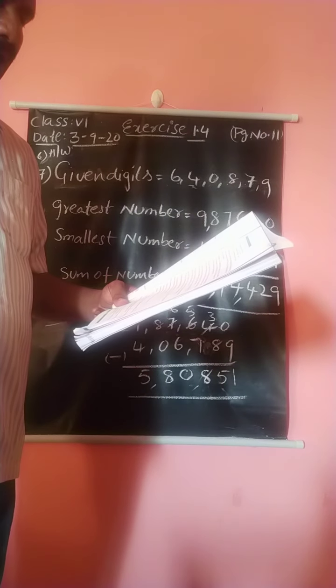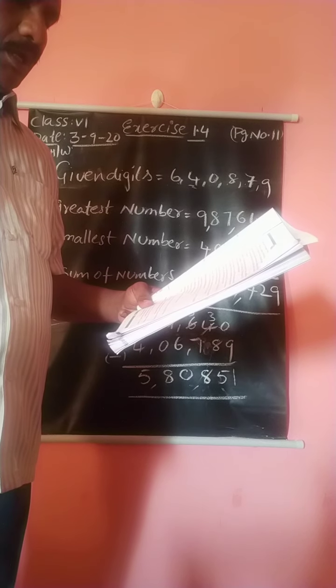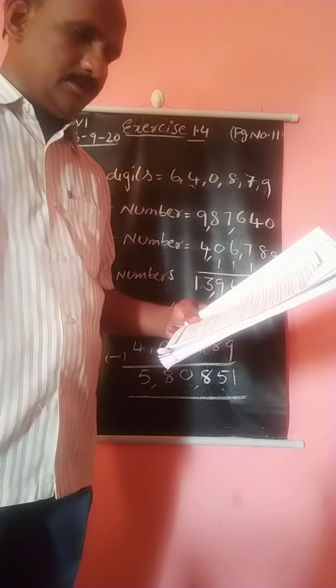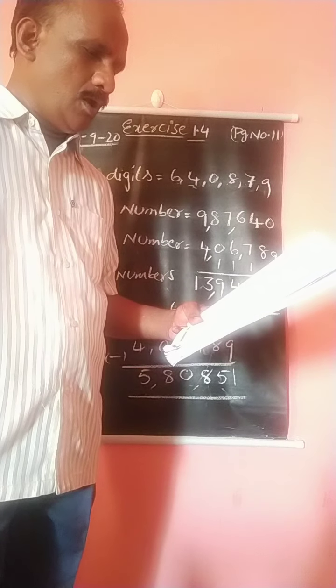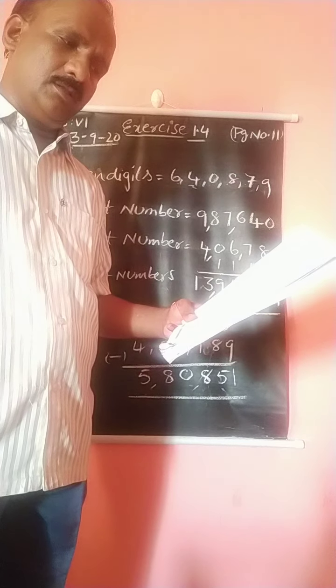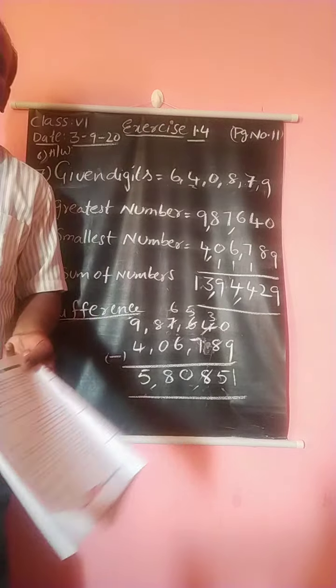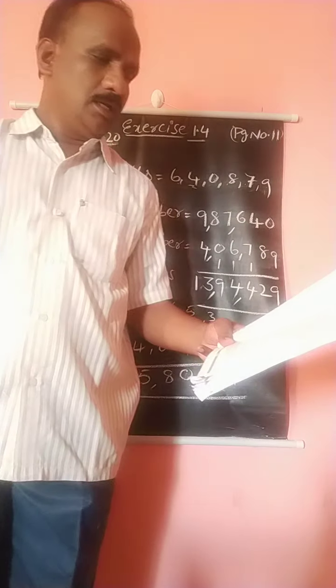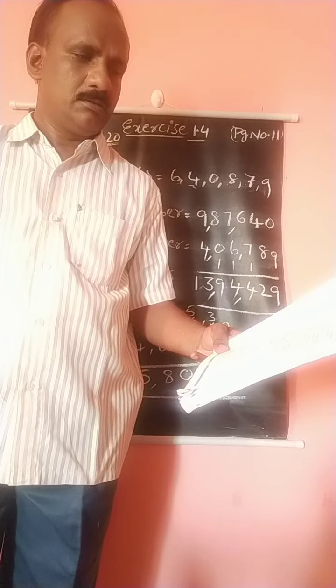Harita has 1 lakh with her. She placed an order for purchasing 124 ceiling fans at 726 each. How much money will remain with her after the purchasing? See children, problem number 8 is there. Harita has 1 lakh rupees with her.